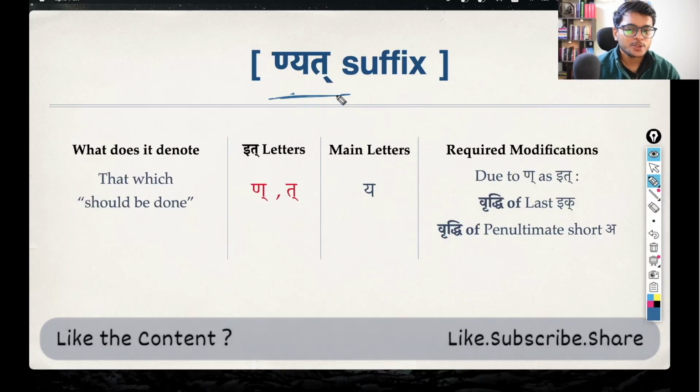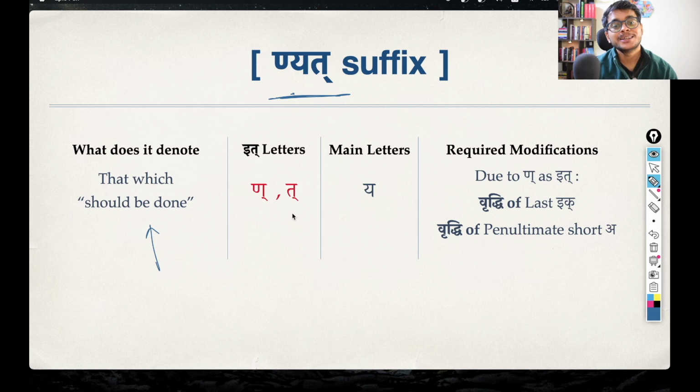And these many examples are enough for this particular pratyay, yat pratyay. Now let us move on to the next pratyay, nyat pratyay. And for this nyat pratyay, what does it denote? Again, we already know a pratipadika, that means that which should be done. What are the it letters? So the na and the ta, they are the it letters.